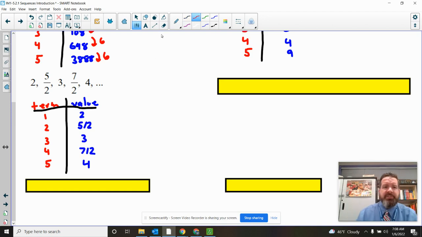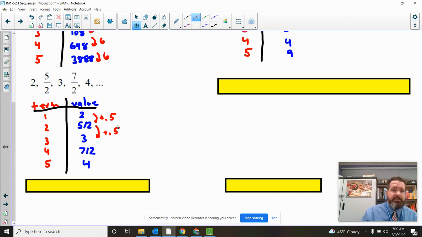Okay, let's do our arithmetic check. First, take bottom minus top, see if we get the same number each time. I'm going to use my handheld calculator. So 5 halves minus 2 means that we had to add on a 0.5. For the next check, 3 minus 5 over 2. I got 0.5 again. That's a promising sign.